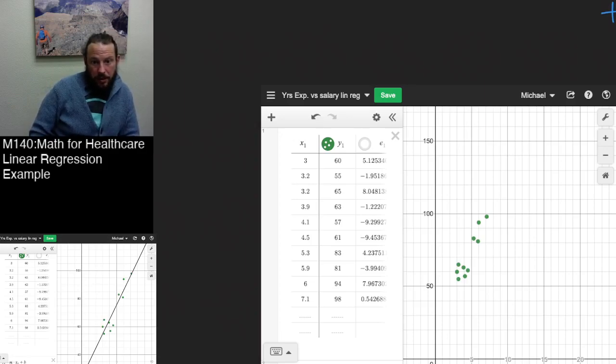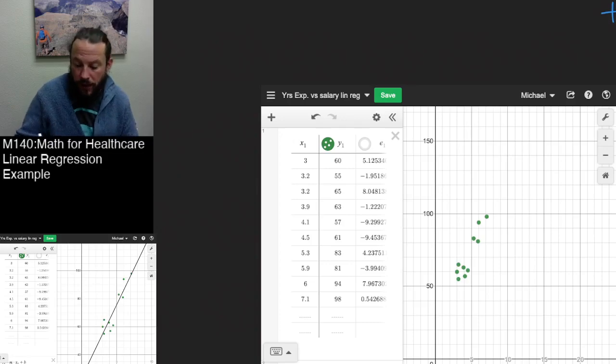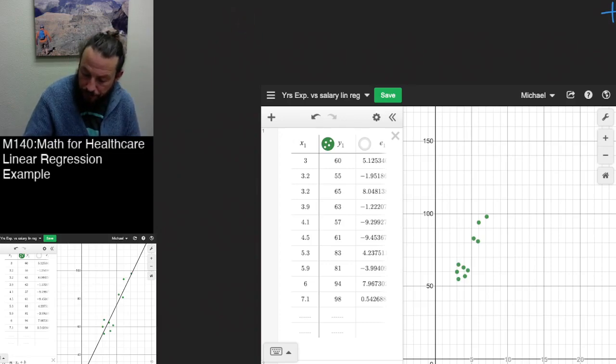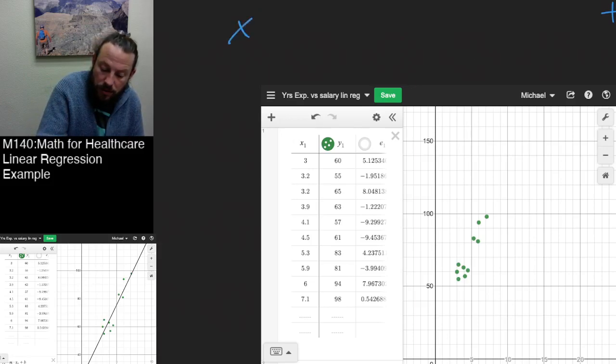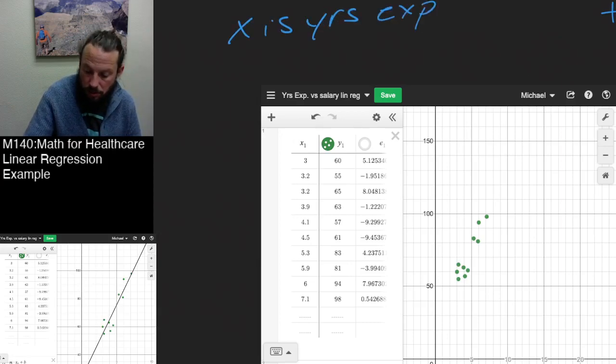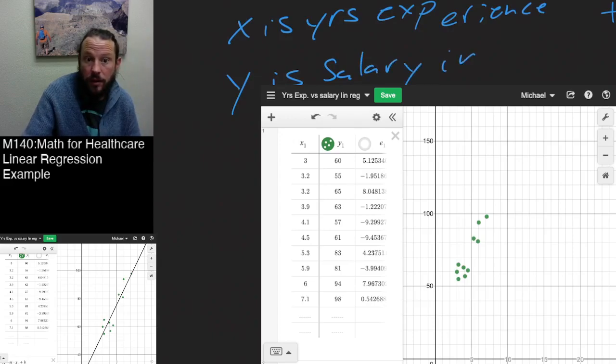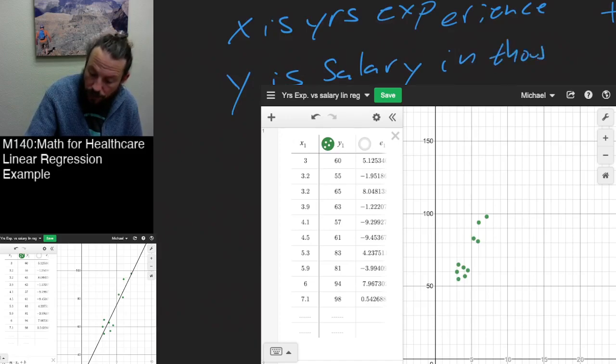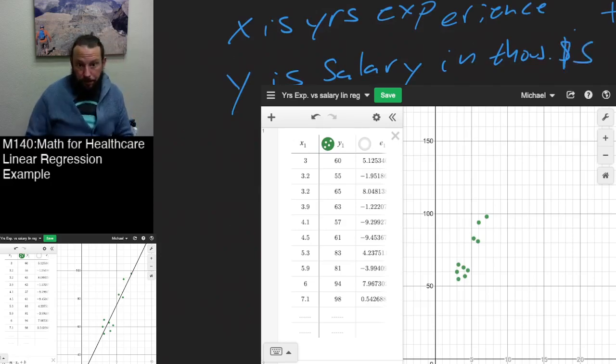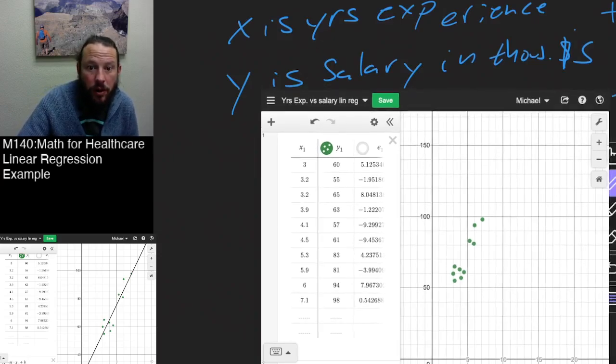Here, what we're looking at in Desmos, I entered data where the x values are years experience and the y values are the salary in thousands of dollars.